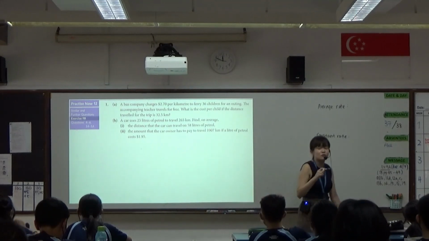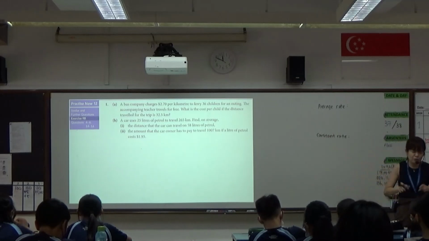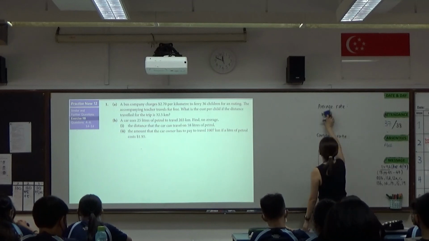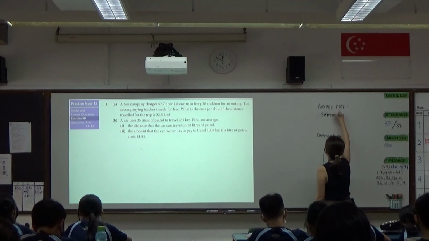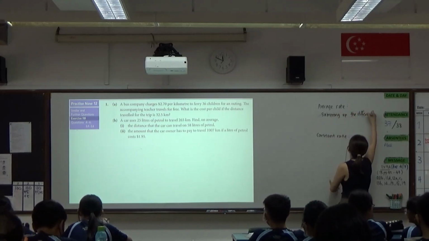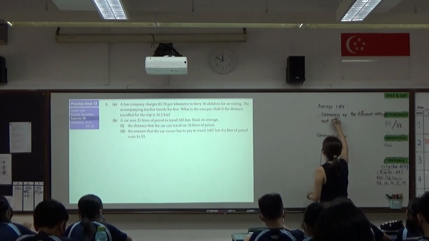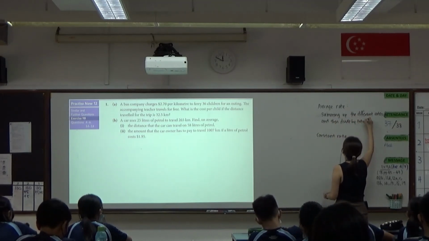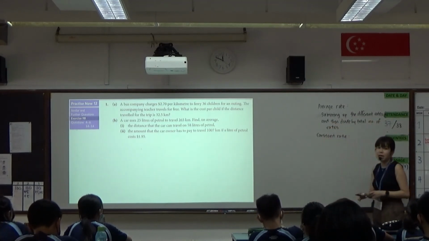But then later on, when you're in Sec 2, you'll learn a different concept of average. So when it comes to average weight, it is the same concept. We are adding up, summing up the different weights, and then dividing by the total number. That is what it means by average weight.